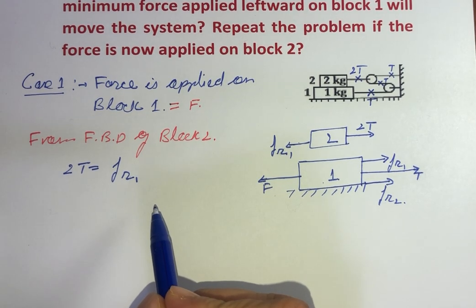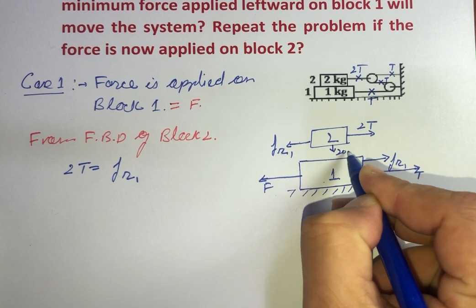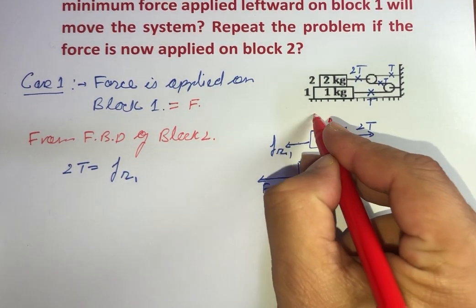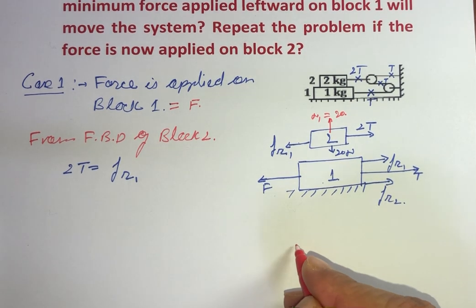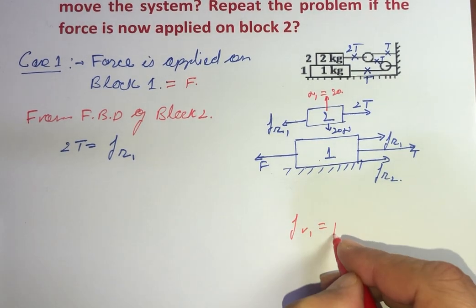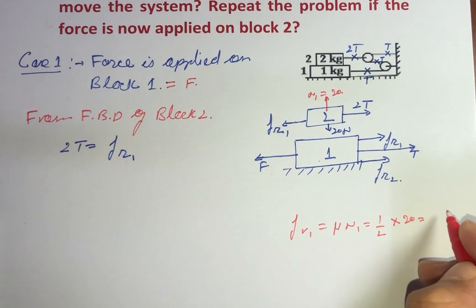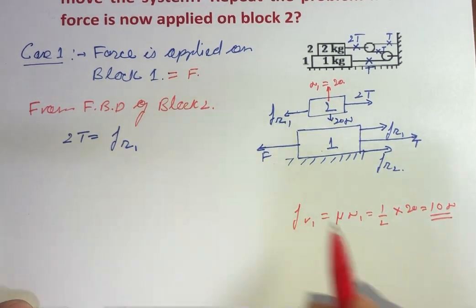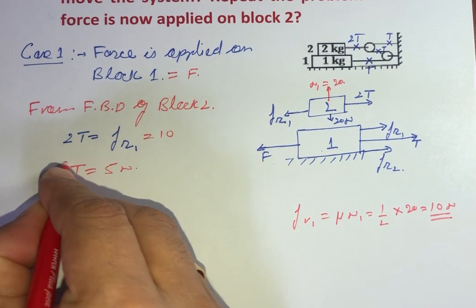We can find out the value of Fr1. There will be 20 Newton in the downward direction, and suppose there is a normal upward given as N1, whose value will be 20. So we can say our Fr1 will be equal to mu into N1. The value of mu is 1 by 2 and N1 is 20. So we get Fr1 as 10 Newton. So 2T will be equal to 10 Newton, or from here we can say tension will be 5 Newtons.